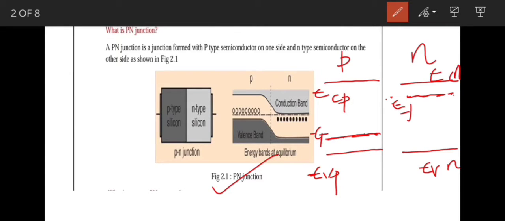That means the p-type has an acceptor level of holes and the n-type has a donor level having electrons. These two have to meet and come in a single line. So there will be tilting in the energy bands of P and N, and the resulting figure is shown here: energy bands at equilibrium, with the valence band and conduction band.